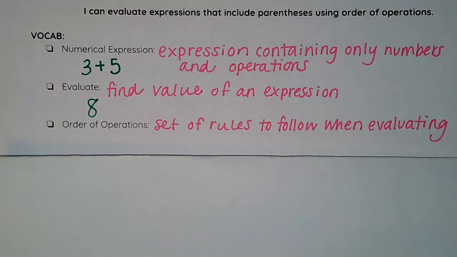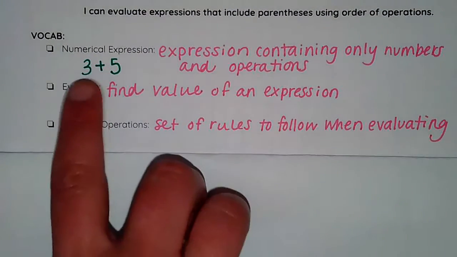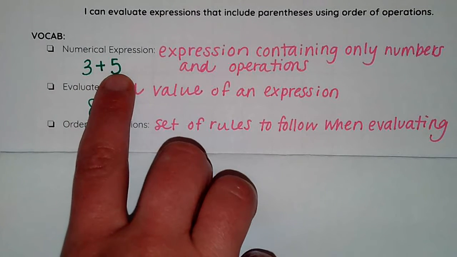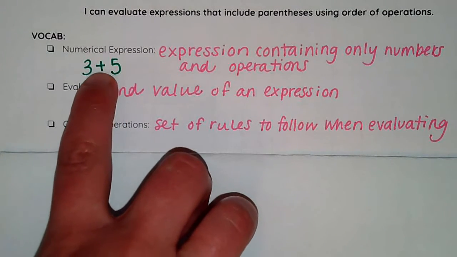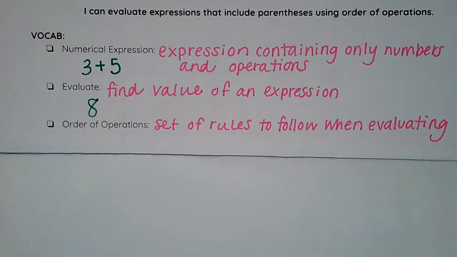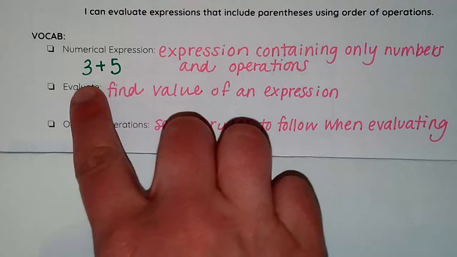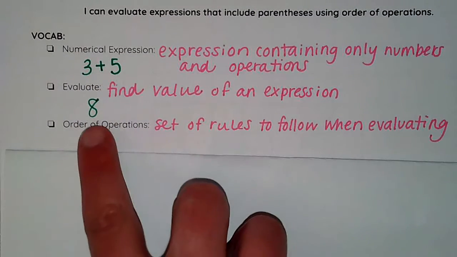We will start with numerical expressions. Numerical expressions are expressions that contain only numbers and operations. An example would be 3 plus 5. We have numbers, we have an operation, we don't have any letters, and we don't have an equal sign. So this would be a numerical expression. Evaluate means to find the value of an expression. So the value of 3 plus 5 would be 8.